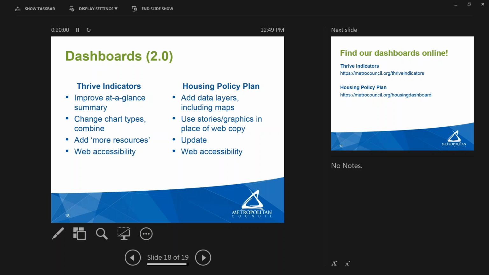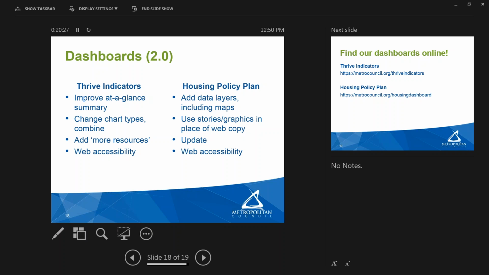And then, of course, web accessibility you see is listed under both. Always a consideration with government websites, that we want to make sure that anyone who wants to come and use the dashboard has the ability to do so. And with Tableau, they're working on things, they're improving that over time, and so we are trying to take those best practices and apply them as far as they exist.